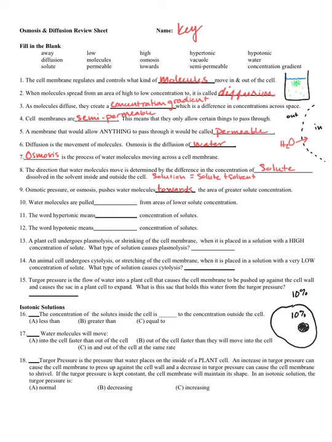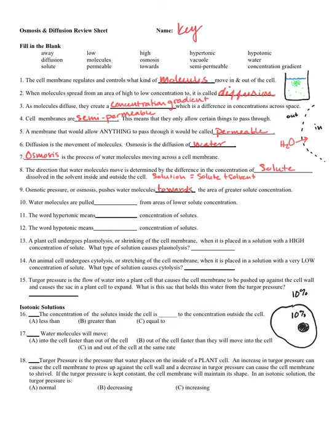Number 15. Turgor pressure is the flow of water into a plant cell that causes the cell membrane to be pushed up against the cell wall and causes the sac in a plant cell to expand. What is the sac that holds this water from the turgor pressure? So if you remember from our cell parts unit, a vacuole stores water and other things inside of a plant cell. So when the vacuole inside of a plant cell is filled with water, it causes the cell to become even more rigid, and that's called turgor pressure.